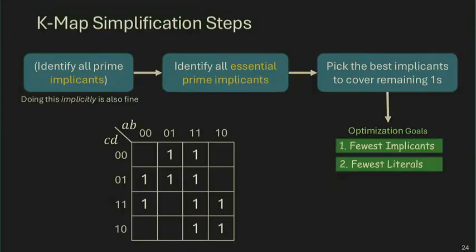So to summarize the K-map simplification steps, step number one is to identify all the prime implicants. And we identify them only for the sake of finding essential prime implicants. Once we find essential prime implicants, we need to include them in the expression, and then come back to examine the K-map to see which minterms have not been covered, and then try to optimally cover them.